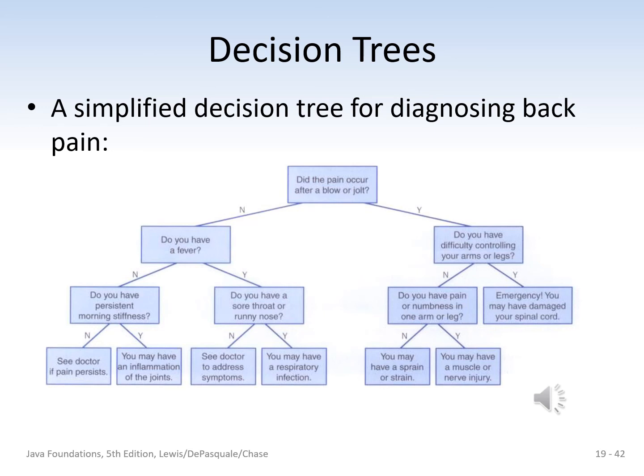And you could see the root, did the pain occur after a blow or a jolt? Answers are yes answers are to the right, no answers are to the left. That is how this decision tree is structured. And so if the user answers no, we get to, do you have a fever? No. Do you have persistent morning stiffness? No. See a doctor if pain persists. And you could see the other options as each of those levels of the tree progress down the path.